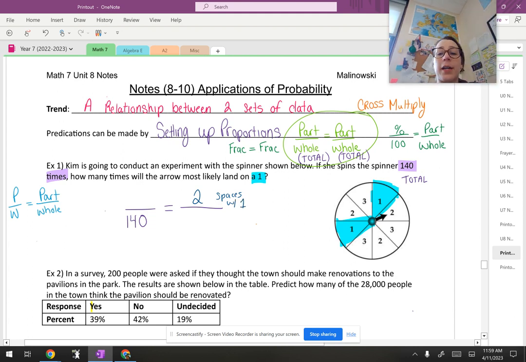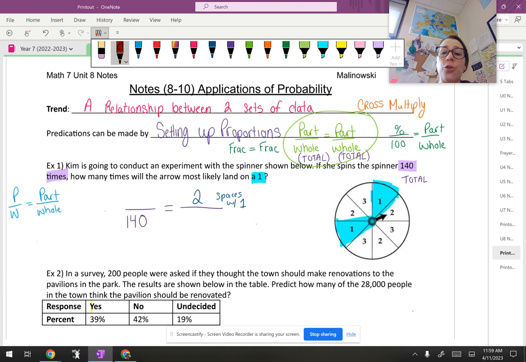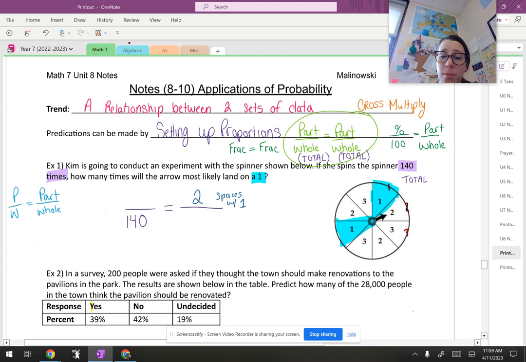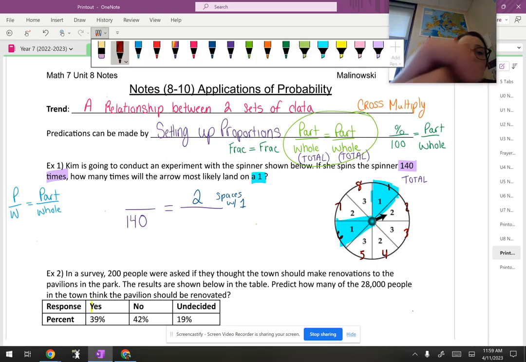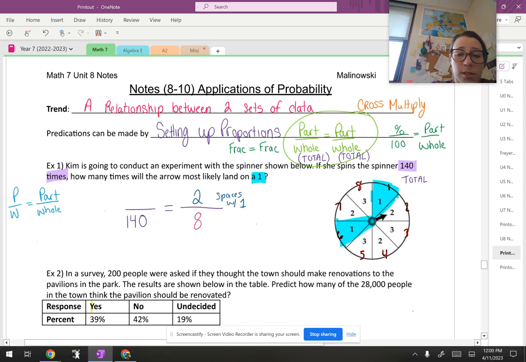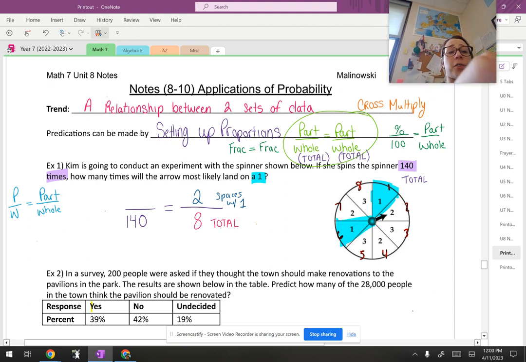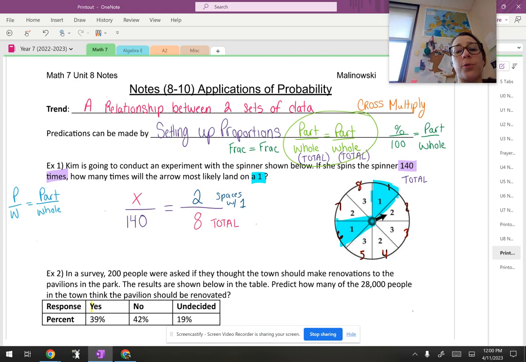Out of, how do I get another total? Take a second to add up your total number of spaces. 8. So out of 8 total. And of course, they're asking me to figure out how many times, so that's where my x goes.